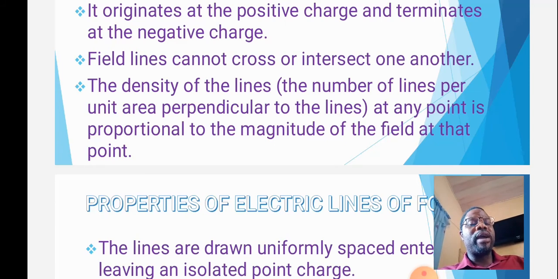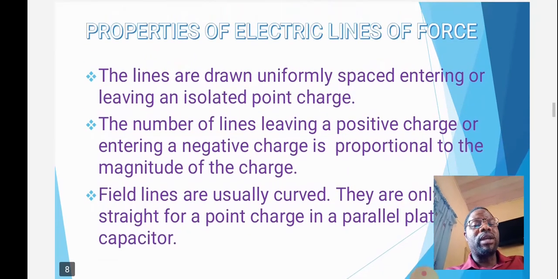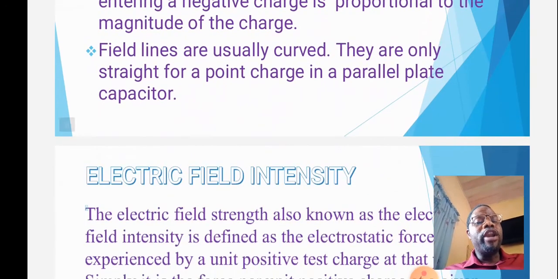Okay, number 5. The lines are drawn uniformly spaced, entering or leaving an isolated point charge. Number 6. The number of lines leaving a positive charge or entering a negative charge is proportional to the magnitude of the charge. Number 7. The field lines are usually curved. They are only straight for a point charge or a parallel plate capacitor.